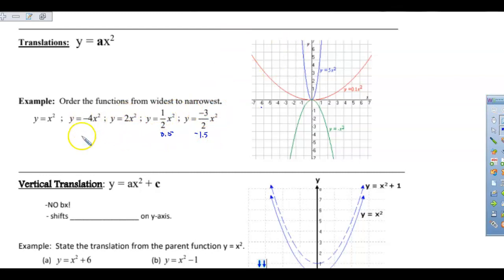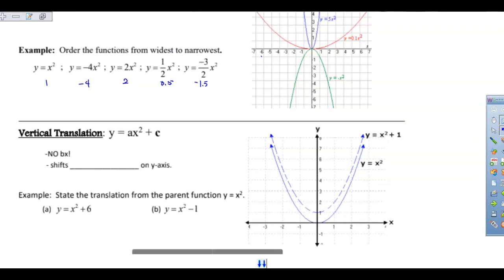This one is 2. This is negative 4. And this is 1. So this is what the A's are. If I'm looking for the widest, I want the one that is between. Remember, if A is greater than 0 but less than 1, it's going to be positive, but it's going to be wide. It's going to be a decimal. So this one would be the widest. This would be the next. Then this one, then 2, and then negative 4. Okay.